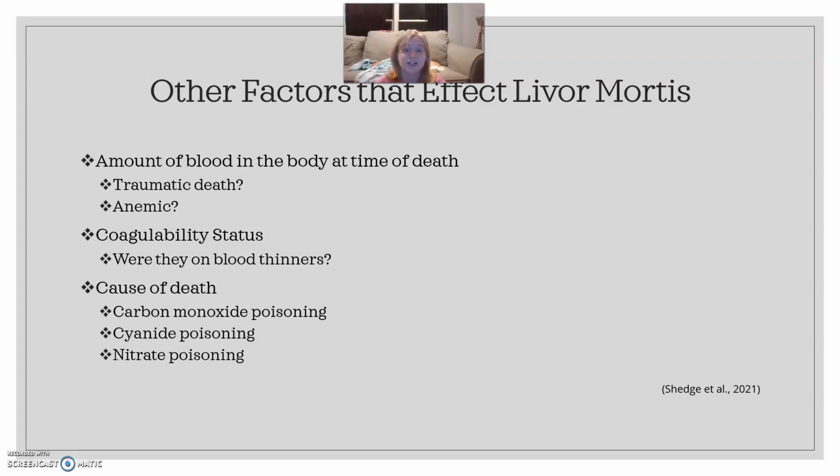And then the cause of death can change the coloration of the livor mortis that forms. For example, carbon monoxide poisoning will cause a very bright cherry red color. Cyanide poisoning causes a pinkish color to form, and then nitrate poisoning causes like a brown color. So you're kind of able to assess what the cause of death is from those factors.